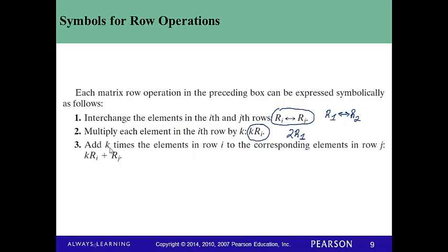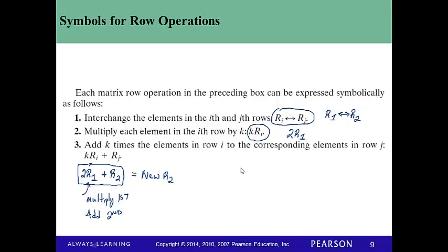And then the third one says add k times the elements in row i to the corresponding elements in row j. So like we did in my mini example, I had 2 times the first row plus the second row. In this case, we have to remember our order of operations. We multiply first, and then you would add second. And this right here would become the new second row because you're adding it to the second row.